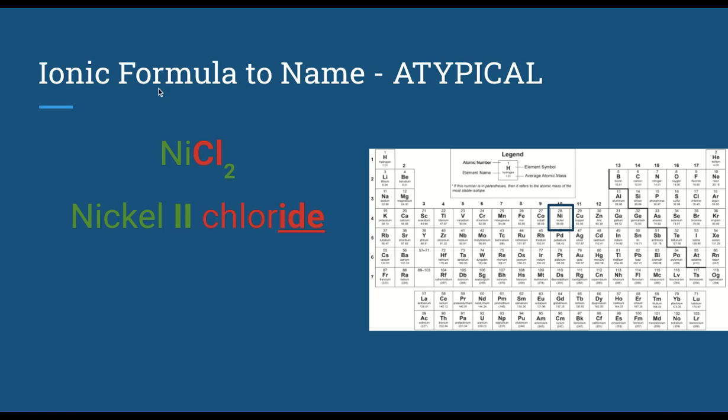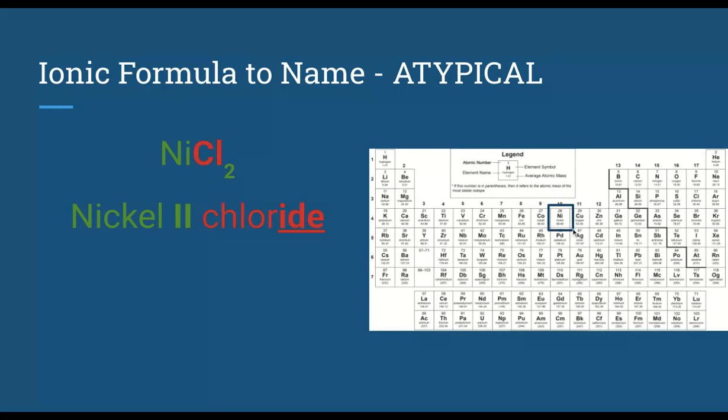When we're naming an ionic formula that involves an atypical cation, here's the procedure you're going to undergo. The example here is nickel chloride, and specifically we know it's going to be nickel(II) chloride. So when I'm going through the process of naming this bond, I would first look at my cation, Ni, and I would identify it on the periodic table.